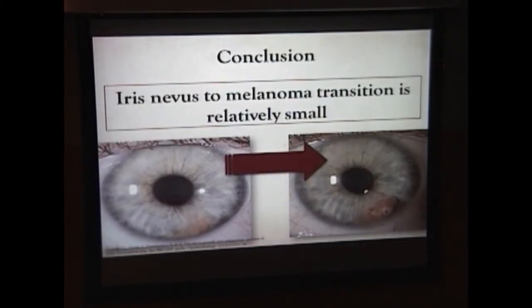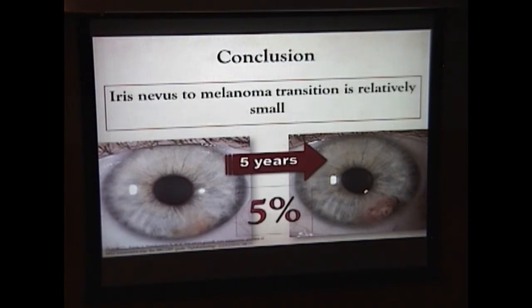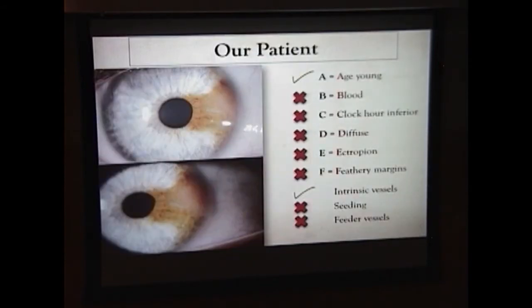So in conclusion, iris nevi are the most common iris lesion that you are going to see statistically. Additionally, the rate of their transition from benign to malignant is relatively small, about 5% after 5 years and about 8% after 15 years. If we look at our patient and go through this ABCDEF criteria, he didn't meet very many of these, only meeting one for being a young age and also an ancillary criterion of intrinsic vascularity. As such, he was diagnosed with a benign iris nevus with a low potential for transition into melanoma.